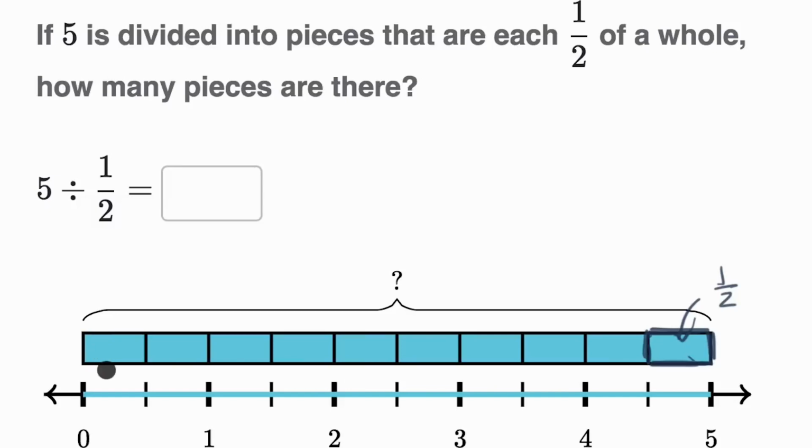So it's going to be 5 times 2, or 10. And we see that right over here. 1/2, 2, 3, 4, 5, 6, 7, 8, 9, 10 halves make 5 wholes. So this is going to be equal to 10. So 5 divided into pieces of 1/2, or 5 wholes divided into pieces of 1/2 would be equal to 10 pieces. Let's do another example.